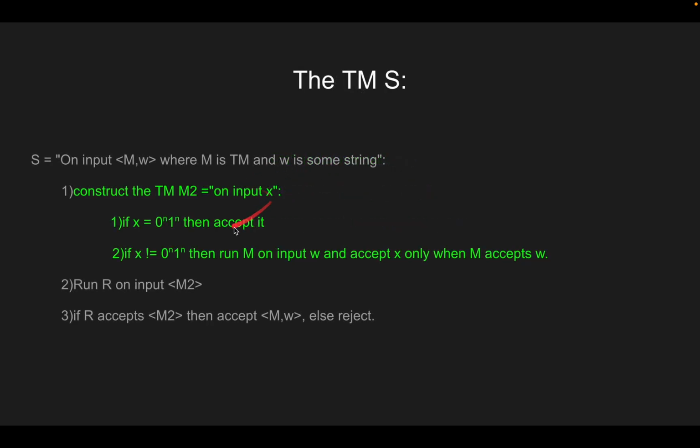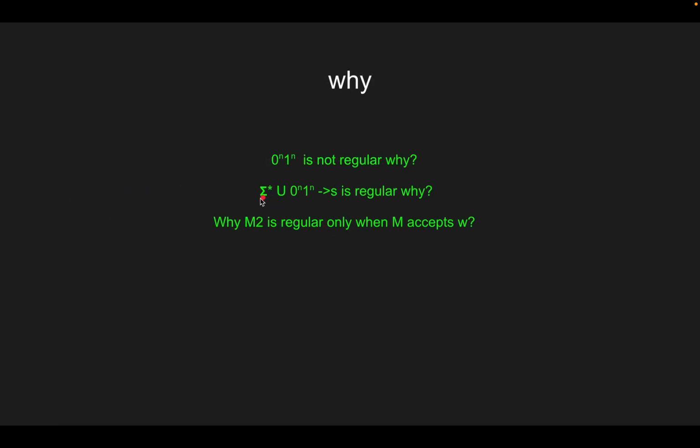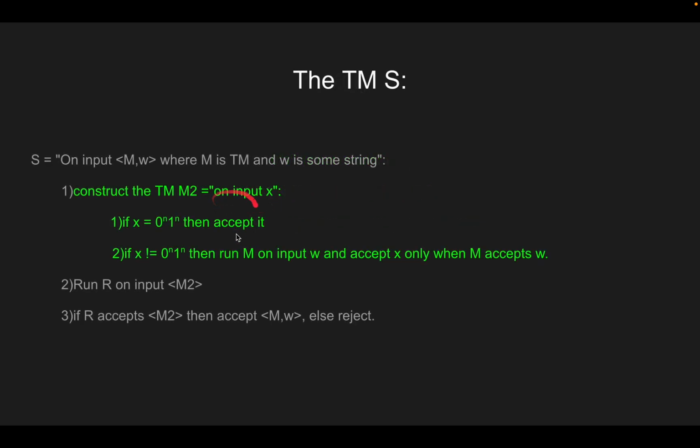And then how does it become regular once this has been evaluated? If M on input w accepts, this machine not only accepts 0 power n 1 power n, but also all other strings x. All other strings means any possible strings x made of 0 and 1. I am assuming that sigma, the input alphabet, contains only 0 and 1. So sigma star, any string which can be formed using 0 and 1, will be accepted by this M2 when M accepts w. So once M accepts w, this whole M2 is converted into a regular language.